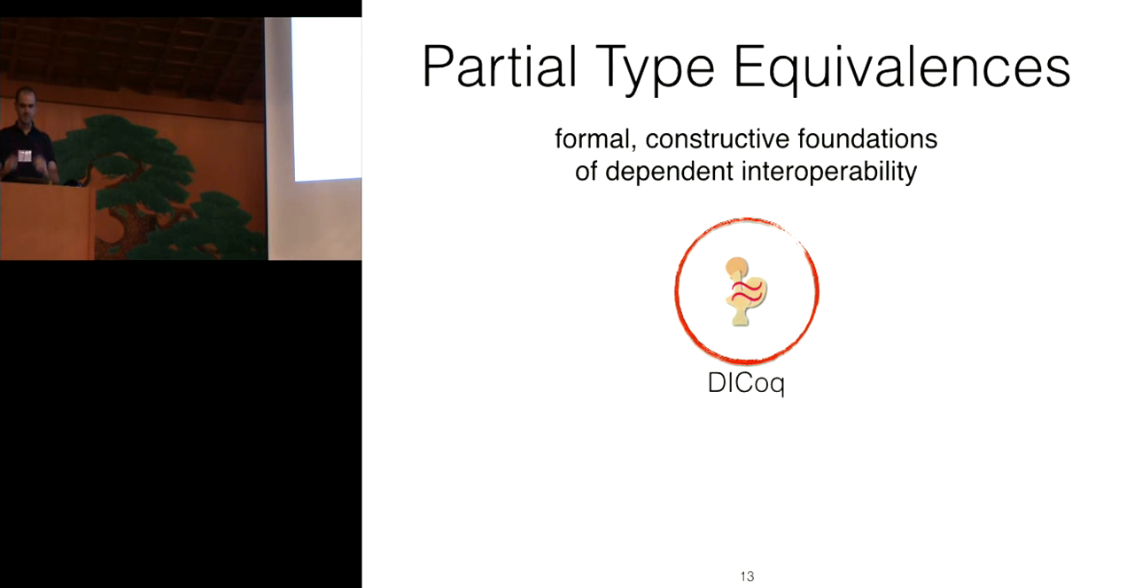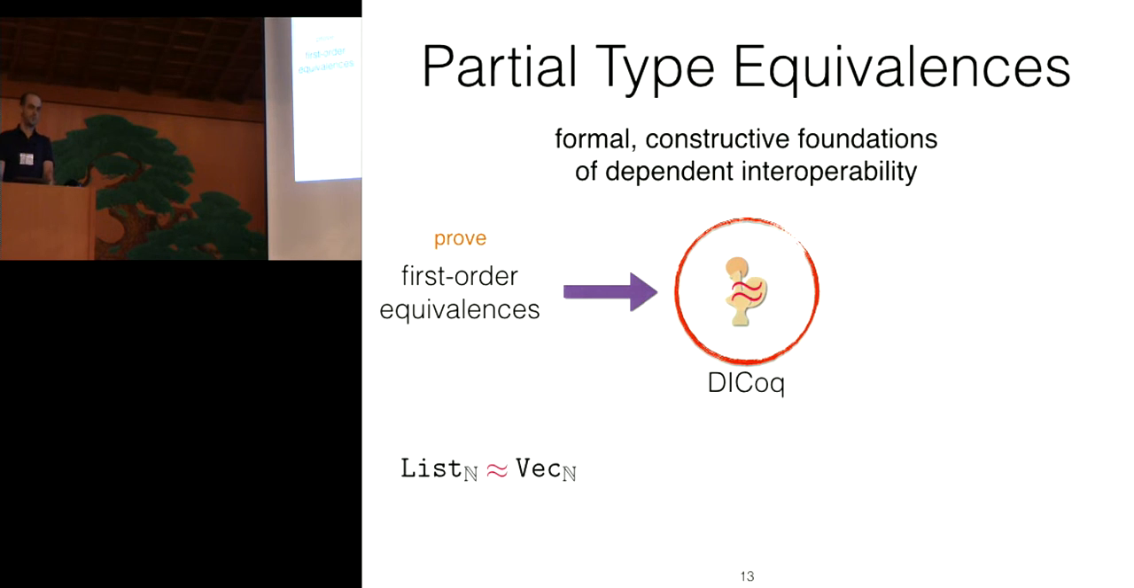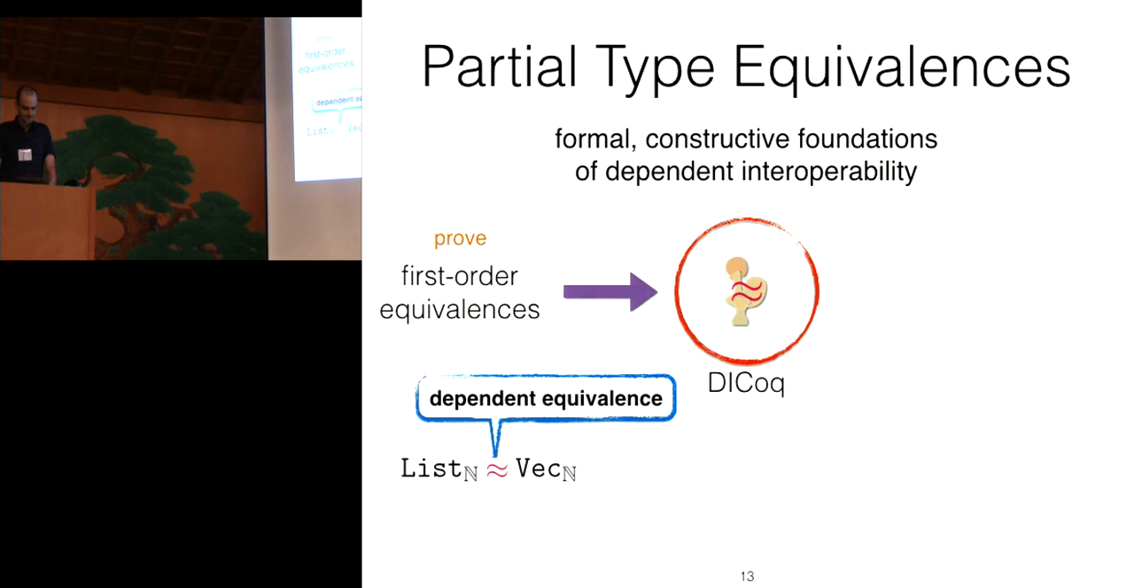Concretely, this means we have a Coq framework, the ICOC, that captures a notion of partial type equivalences such that the user of the framework has to provide some first-order equivalences, like the fact that somehow lists and vectors are related. I'll make that precise in a minute. That's what we call a dependent equivalence.